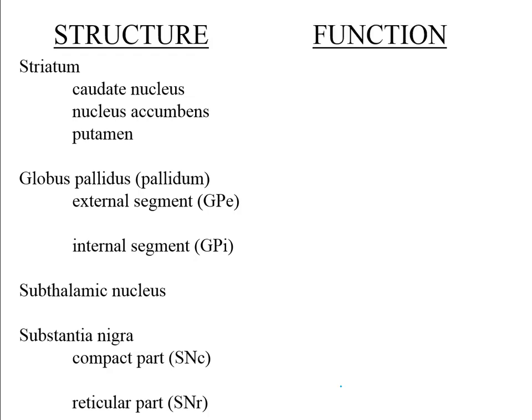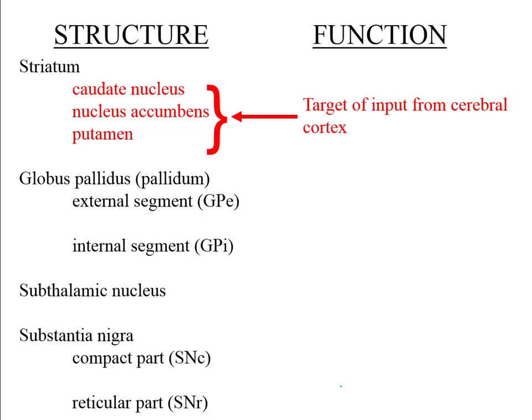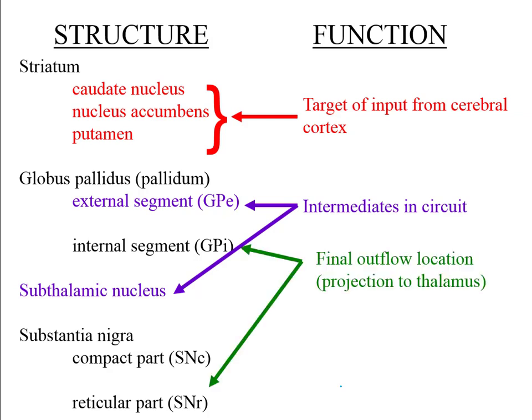So we have our structures. We can think about what the functions are. So the striatum, caudate, accumbens, and putamen, we think about as the input from cortex. Okay? This is the major role it plays. It will be connected in other ways. Basically, information comes in from cortex. Okay? We have a bunch of critical intermediaries in the loop, which are the external segment of the pallidum and the subthalamic nucleus. Okay? We have two outflow points.